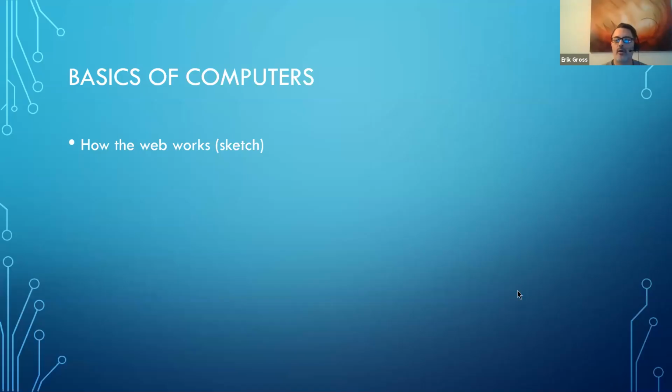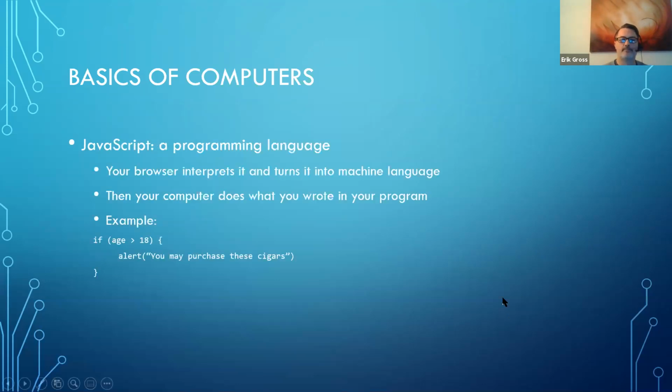All right, now we're going to start to narrow in on the practical work here. There's a little more data, okay? We've talked about programming languages. One of the programming languages that's really popular around the world is JavaScript. Now, look at that first bullet point under JavaScript. Your browser interprets it and turns it into a machine language.